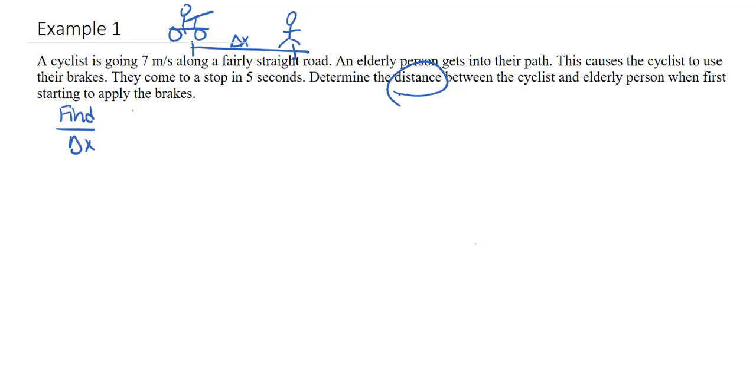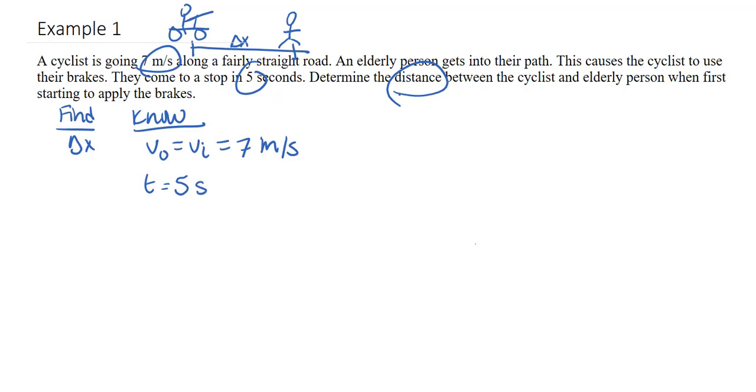And then what do we know? Well, we know that the cyclist is starting out at 7 meters per second. So we say our V0 or our Vi, depending on which equation we're looking at, because the acceleration one has Vi, which is going to be 7 meters per second. The other thing we know is that it takes 5 seconds to come to a stop. So our t is 5 seconds. Then looking at our equation, because this is the only equation that has the change in x, that's the one we're going to be using.